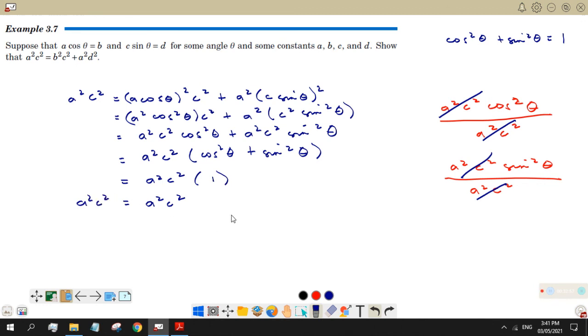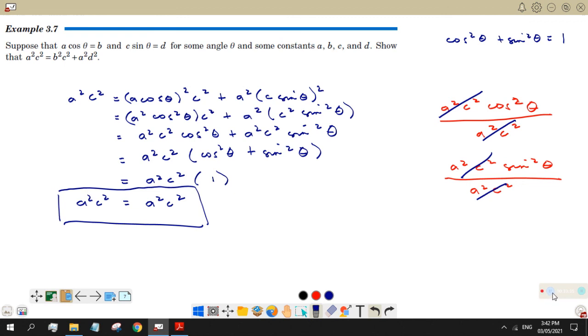So, this is true. We succeeded. Equal talaga silang dalawa. So, A squared, C squared is really equal to B squared, C squared plus A squared, D squared. Ayan. In this case, ang minanipulate natin ay si right-hand side, hindi si left-hand side. Okay? Okay. I think this is the last example. Tama? Oo, last example na pala to for trigonometric identities part 1.